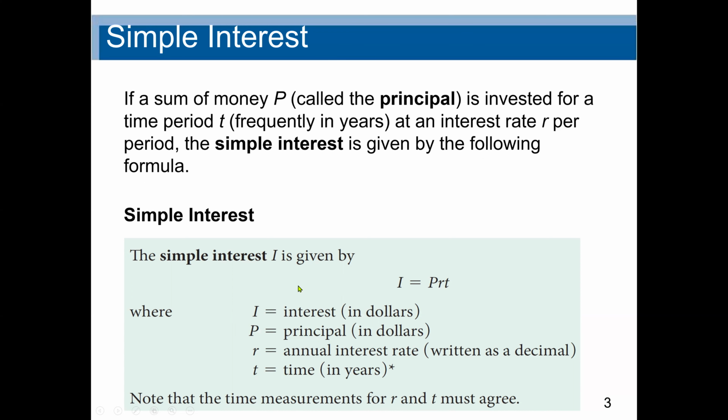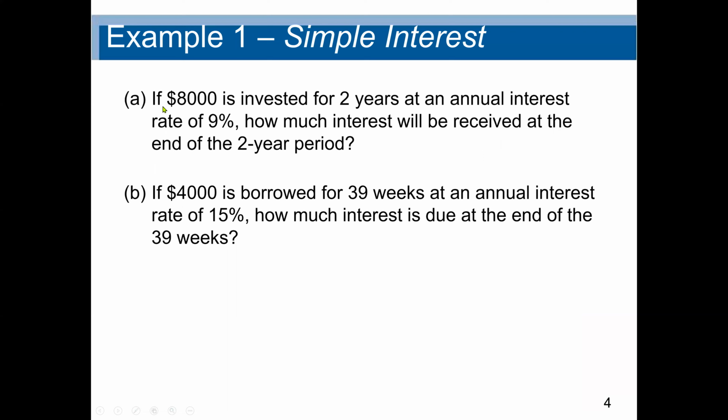So let's try one example here. For example, we have $8,000 invested for 2 years at an annual interest rate of 9%. How much interest will be received at the end of the 2-year period? So all the three items are given to us. We know the principal amount that was invested, $8,000. We know the time period for the investment is 2 years. And also we know the annual interest rate, which is again 9%. So in this case, we can find the interest at the end of the 2-year period.